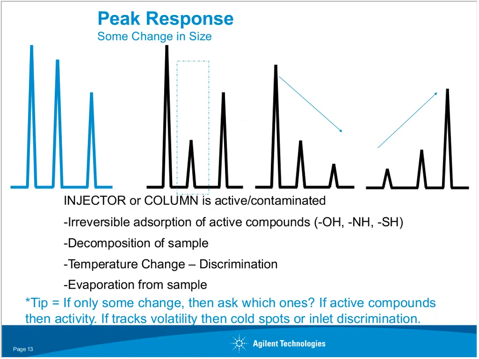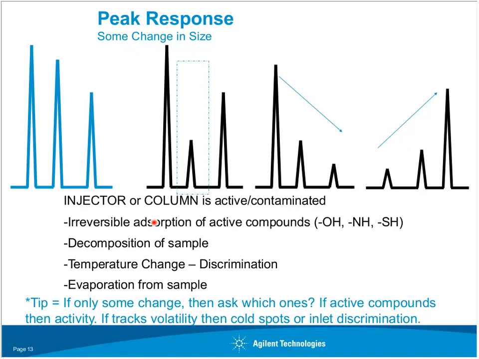Okay, so this is a particular one that could be a little more tough to diagnose or troubleshoot. Again, on the left is our desired chromatogram, and in the next chromatogram, we're seeing the peak in the middle where the response has really fallen off. And again, that could be the effect of an inlet or column that is active or contaminated. It can be caused by the irreversible adsorption of active compounds with OH, NH, and SH groups.